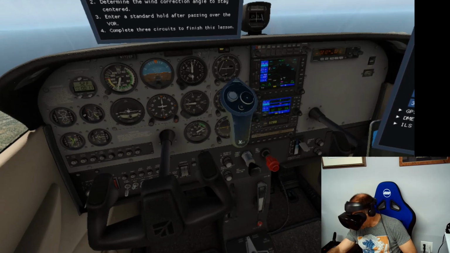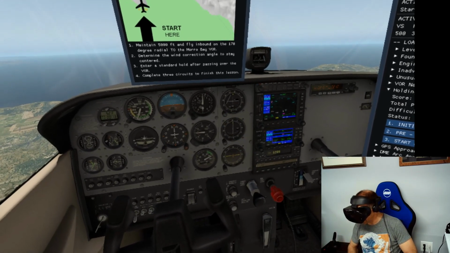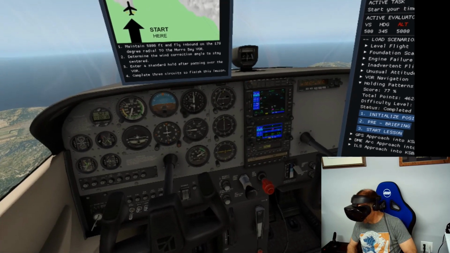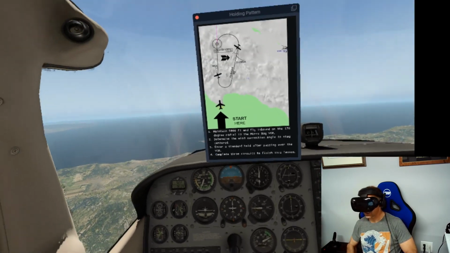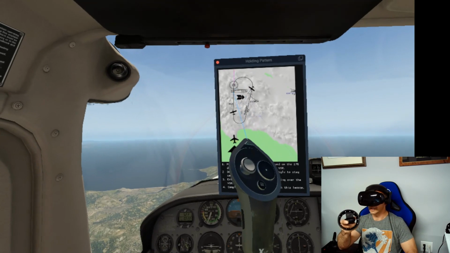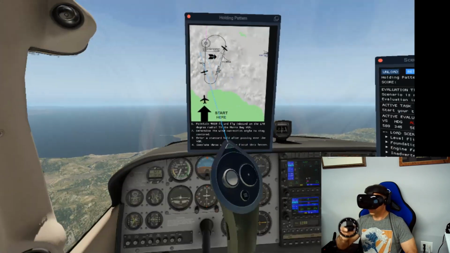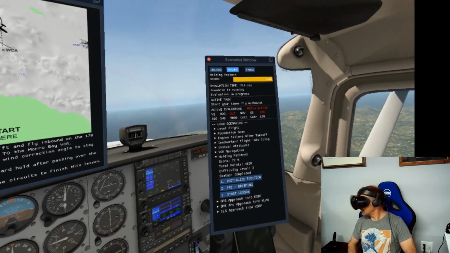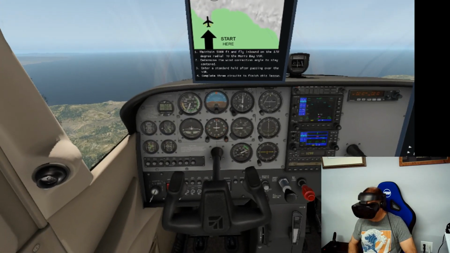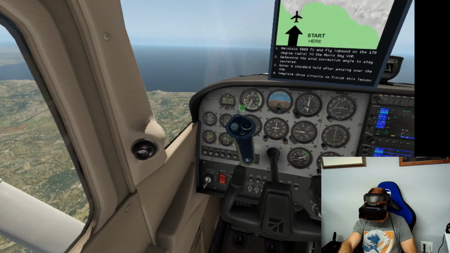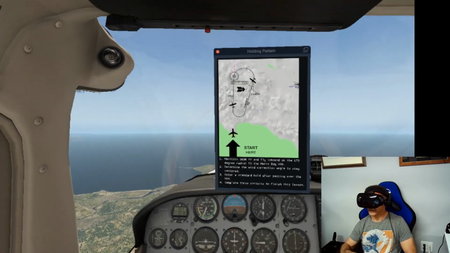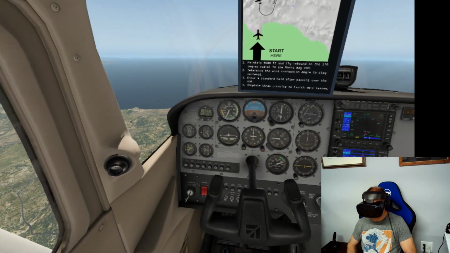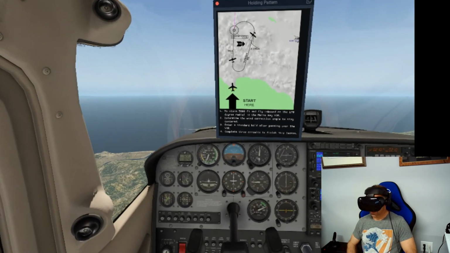So notice now my CDI is no longer centered because I am to the right of the course. The score is looking good. I'm at 100%. Watching my timer at 1 minute. I should be starting my right turn again.